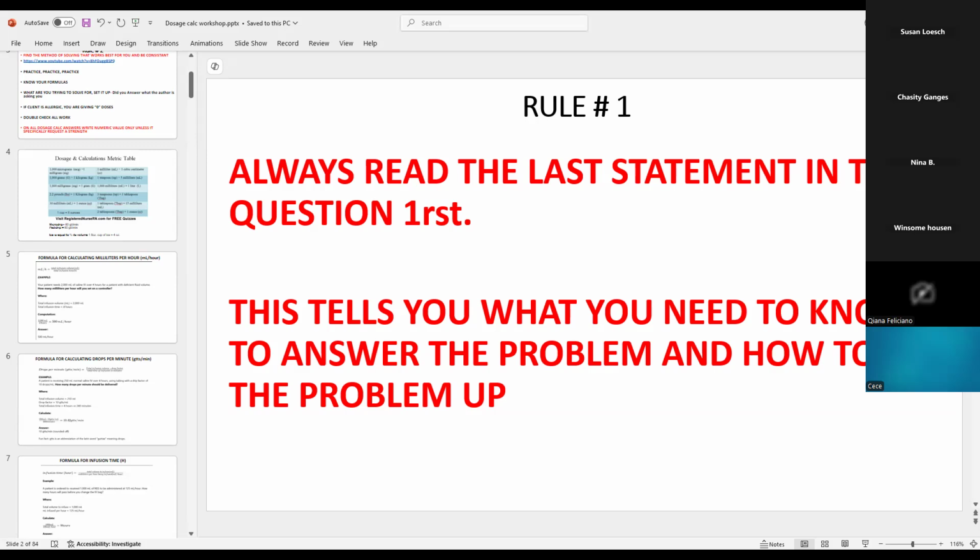Okay, so look at these ones. Like this one says, determine the flow rate in drops per minute. So you have to really ask the question from here. If you go up here and you read the question from here, you're always going to be confused. It's still on rule 1.